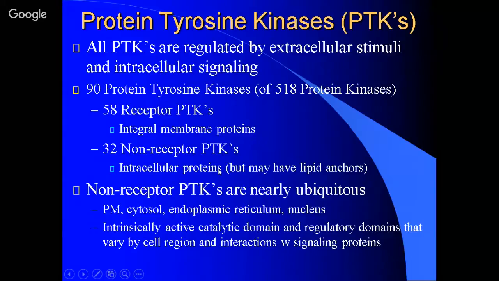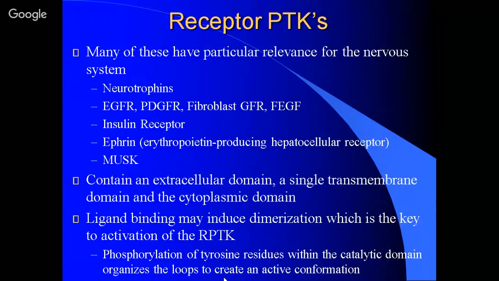They are going to be your intracellular group. They still are active at the membrane because most of them have lipid anchors to bind to internal membranes. The non-receptor, this is the only thing I'm going to talk about of the non-receptor protein kinases right here. They are everywhere. They're all over the place. And you find them at the plasma membrane, in the cytosol, at the endoplasmic reticulum, at the nucleus. They have, unlike the others, they are intrinsically active, and you regulate them by shutting them off. These are the non-receptor protein tyrosine kinases, quite different than everything else.